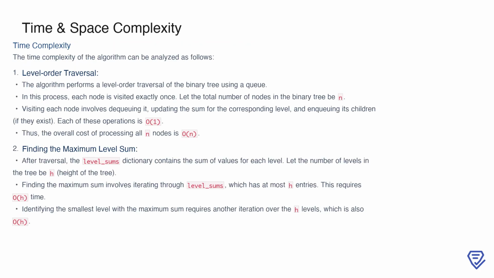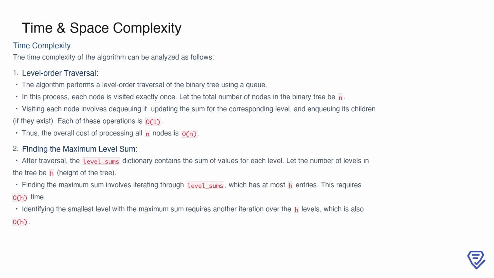To analyze the time complexity of the algorithm, we start with the level order traversal. This traversal visits each node in the binary tree exactly once. If the total number of nodes is denoted by n, the operations performed for each node, like dequeuing it, updating the corresponding level sum, and enqueuing its children, each take constant time, or O(1). Since these steps are repeated for all n nodes, the overall cost of the traversal is O(n).